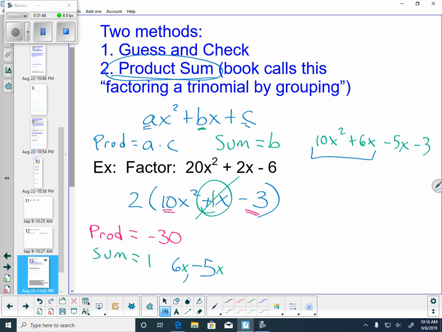So I factor out something from 10x squared plus 6x. What can I factor out? The 2x. So I get 2x times 5x plus 3. Does that look right? And then what can I factor out of minus 5x minus 3?